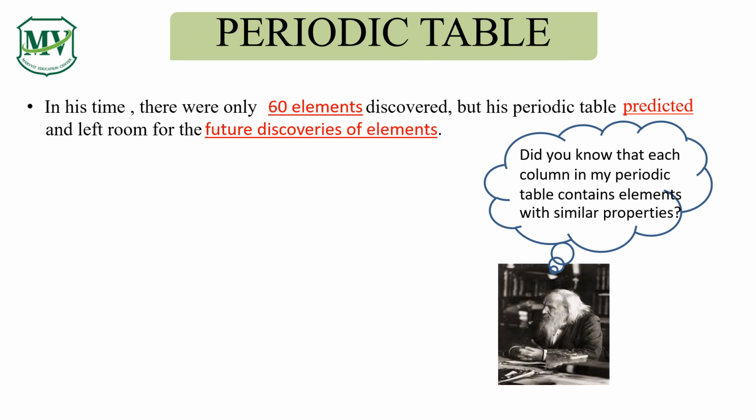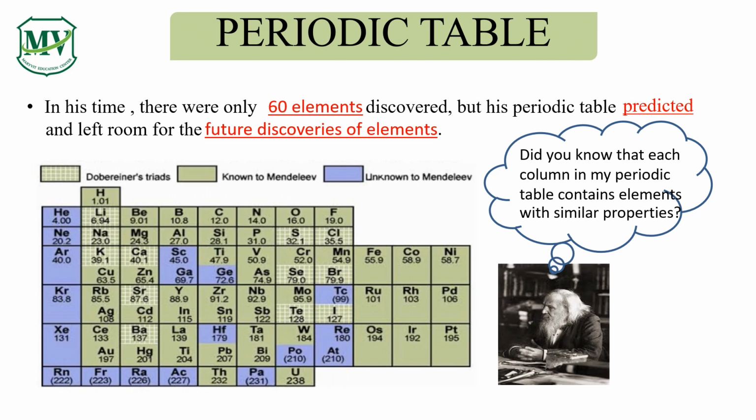Can you tell how many elements Dmitry Mendeleev discovered during his time? You're right. In his time, there were only 60 elements discovered, but he left blank spaces on his table for undiscovered elements. He actually predicted that unknown elements would have properties very much like the elements above them on his table. How genius he was, right?